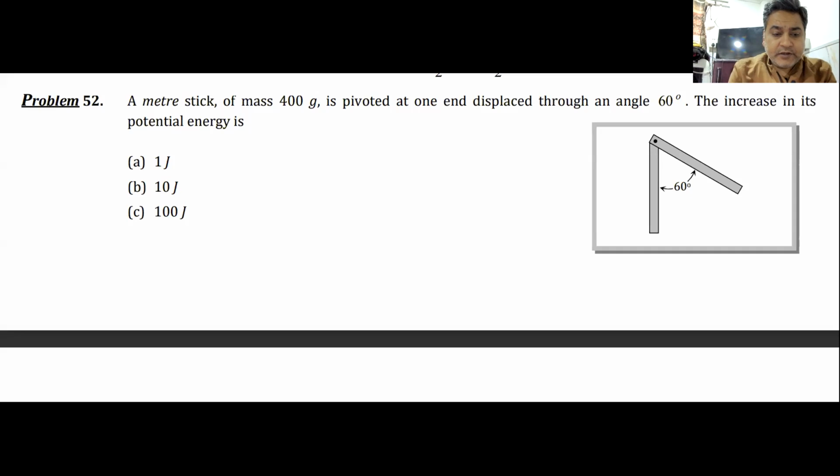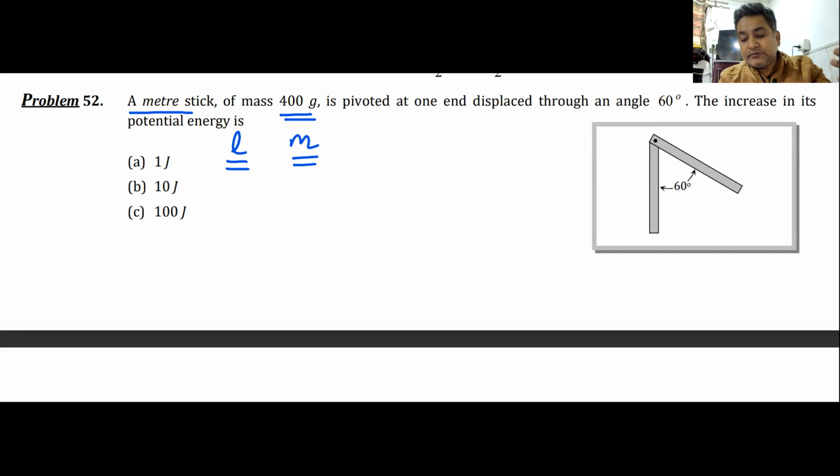Okay. That takes us to the last question of today's class, and the question looks like this on your board. I'll make it a more general question. This question says a meter stick, so it is 1 meter long. Instead of calling it a meter stick, we can call the length L. The length of the stick is L. Mass is given as 400 grams. Let us call it M. Mass of the rod is M, so that the question becomes general.